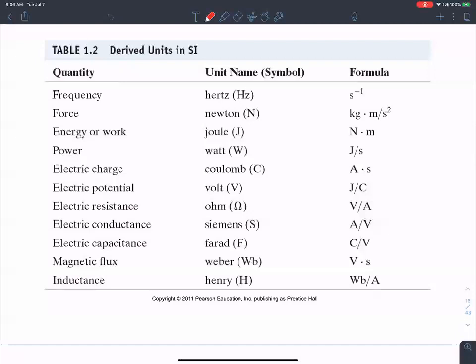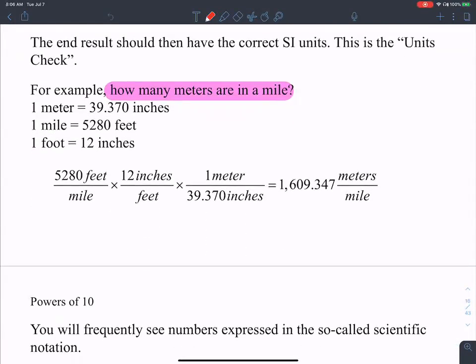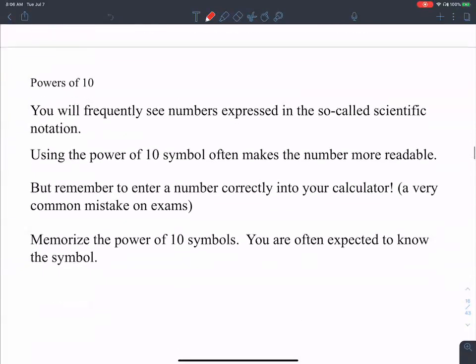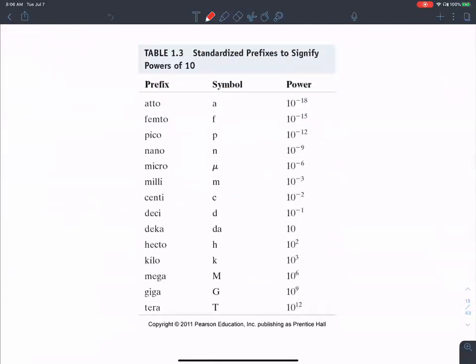So frequency, force, energy, power, electrical charge, potential, resistance, conductance, capacitance, flux, and inductance. Those are the derived units that I have listed here. There are more, but I'm not listing them all. But I have listed the important derived units that are relevant to us. And then we should be fluent in converting from any unit to standard units, like the number of meters per mile. For example, we did one example, and then we did another example corresponding to the battery and charge time.